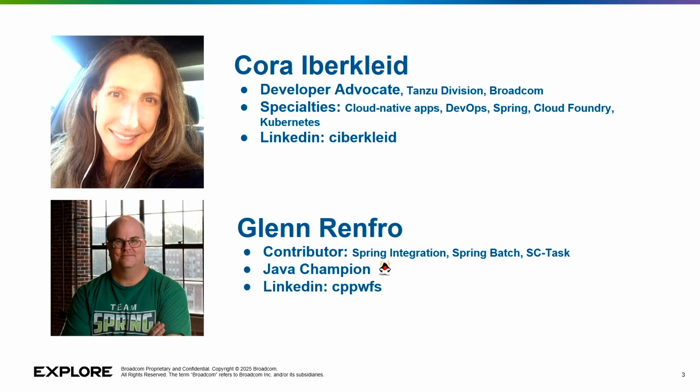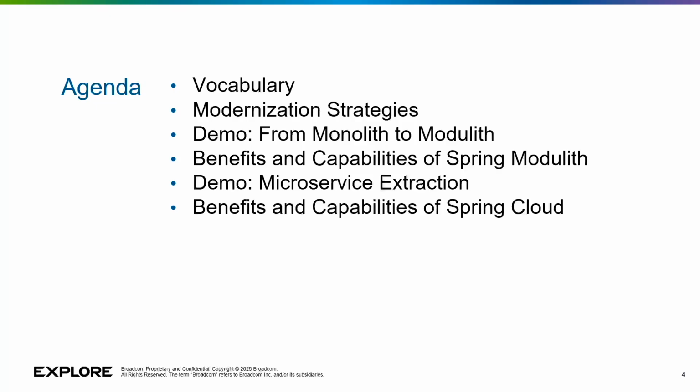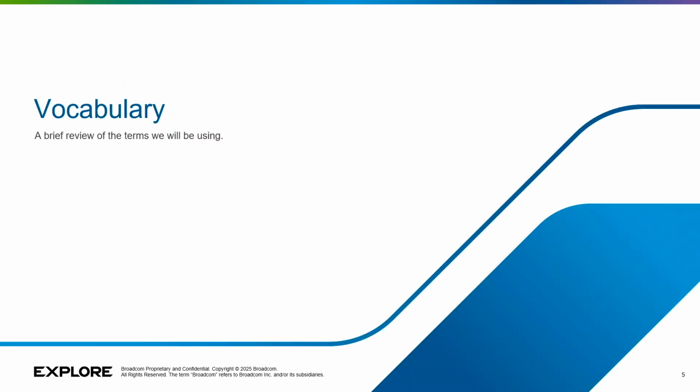I think we want to talk about where we're going today. We're going to just cover the vocabulary. We want to make sure everybody's on the same sheet of paper. The other thing that we want to do is talk about how we can take a monolith and migrate it to a modulith. Once we do that, we're going to ask: is there a case where I may take something out of a modulith and create microservices from those modules? With that being said, let's go through our vocabulary.